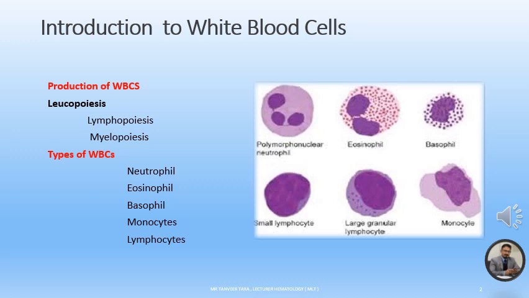Then ultimately we have five different types of WBCs, which have their own function and their own importance. That's why we are starting this lecture, in which we will discuss them in detail one by one. Today we are going to discuss neutrophil, then in another lecture we will upload eosinophil and basophil, and so on for monocyte and lymphocyte.